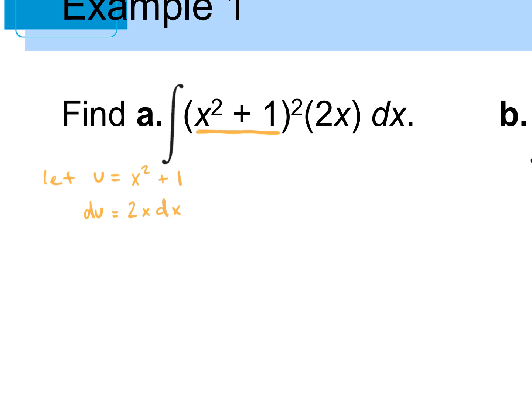From here, we're going to substitute our u and our du into our integral. So we have the integral of, I'm going to plug u into my x squared plus 1, so I have u squared. And then 2x dx, we said, is equal to du. So I'm going to substitute du into that. Now from here, we can take our antiderivative, our integral.